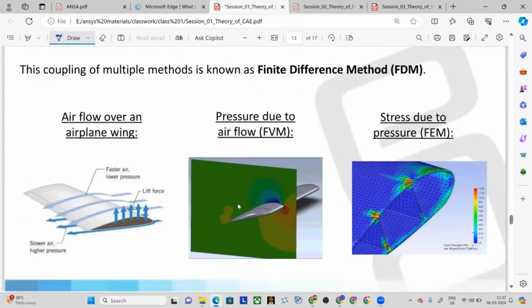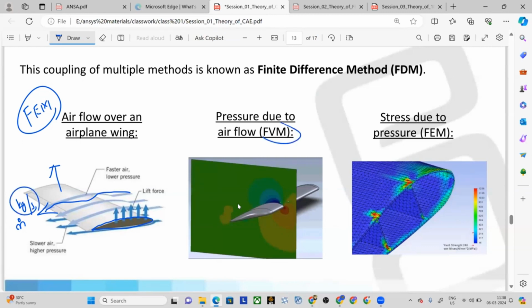So let's say you take an airplane wing structure. My aim is to find out the stress distribution in this airplane structure. But the problem is I don't have any force as input. If there were a force as input, then immediately I could do the stress analysis using the finite element method. But I can't do so because I have been given the flow of air, the mass flow rate in kg per second. So what I can do is the analysis using the finite volume method and try to find out the output parameters like pressure and force.